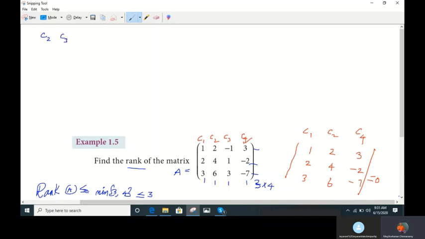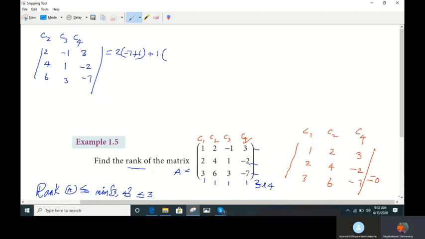C2, C3, C4. What is C2? 2, 4, 6. C3, minus 1, 1, 3. C4, 3, minus 2, minus 7. Take this and find the determinant value, whether the determinant is 0 or not. Take the 2. When you take 2, leave the row and column. Cross multiply and subtract. Minus 7, minus of minus 6 plus 6. So minus 7 plus 6. Second term, take always minus of. When you take minus of, it becomes plus 1.